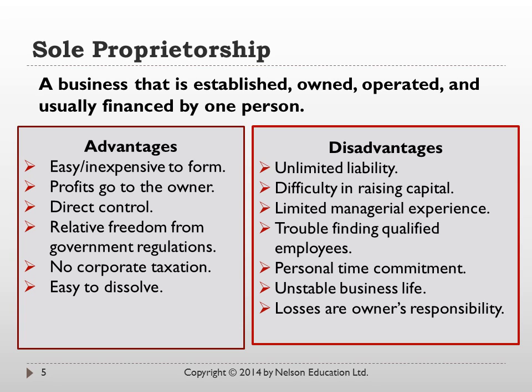Another disadvantage of the sole proprietorship is that it has a finite business life. When the owner of the sole proprietorship dies, the business ceases to exist. So a sole proprietorship does have a finite business life. And again, as I mentioned before, the sole proprietor is really responsible for all the losses of the business as well. Although when you file personal income tax, some of those losses can be deducted from other sources of personal income.